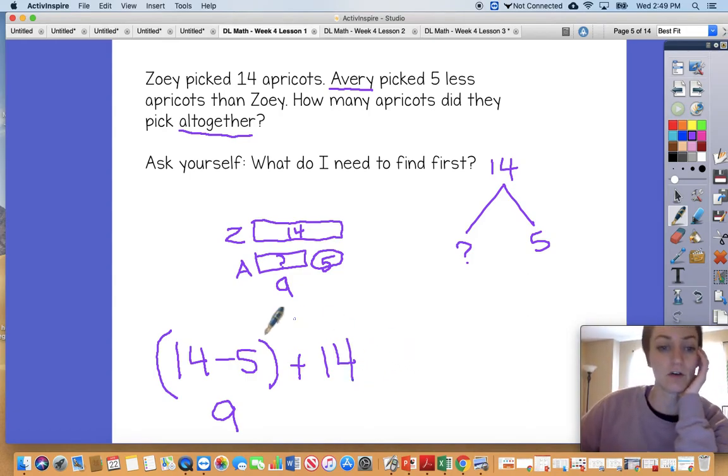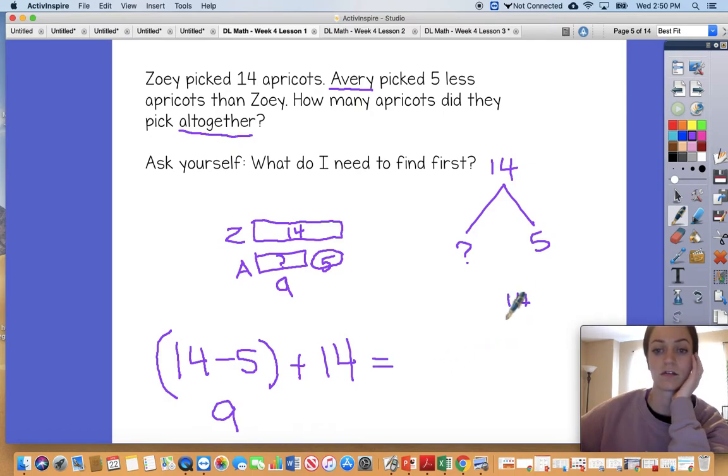If you think about it though, this first part of the equation, we were figuring out how many Avery picked by subtracting, because Avery did 5 less than Zoe. So here's how many Avery picked, and then we're going to add it to how many Zoe picked to find the total. Okay? So let's find the total.